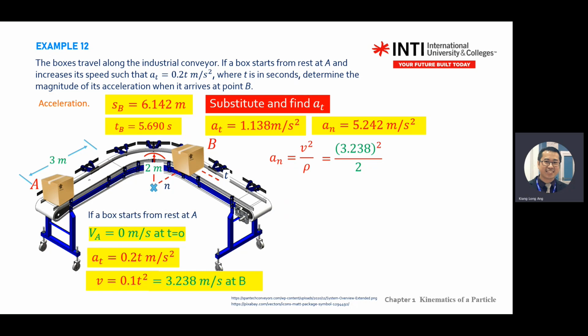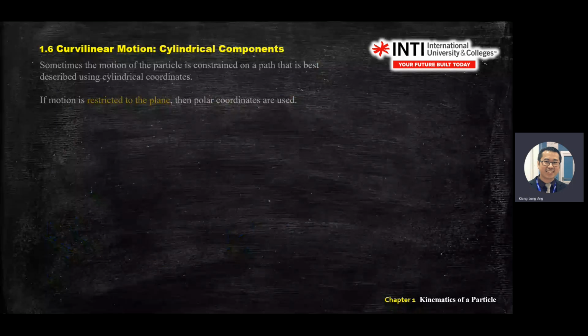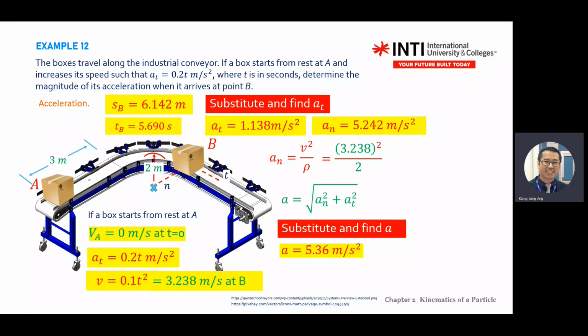Again, vector, you need to find the resultant. Square this value, square this value, square root, you get the magnitude. Okay, there's a magnitude there, right? So in this case, it just stops at acceleration. It just asks you the magnitude. It does not ask you direction. Okay, so far we stop here. Next lecture, we will study radial polar coordinates.